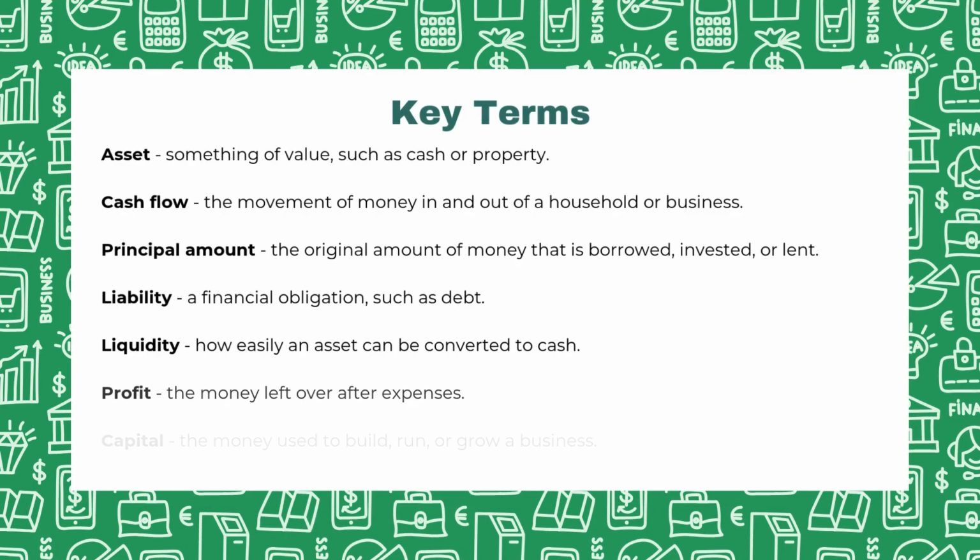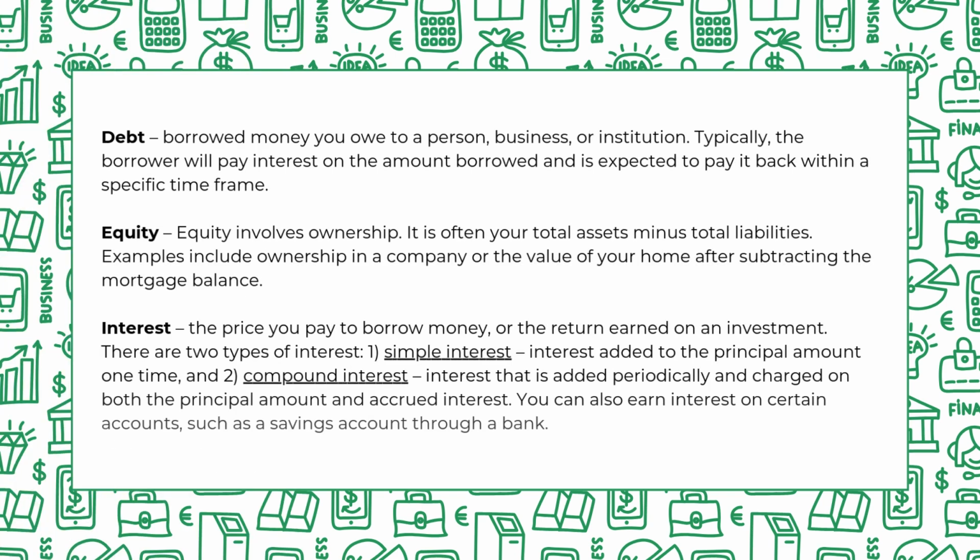Key terms. Asset, something of value, such as cash or property. Cash flow, the movement of money in and out of a household or business. Principal amount, the original amount of money that is borrowed, invested, or lent. Liability, a financial obligation, such as debt. Liquidity, how easily an asset can be converted to cash. Profit, the money left over after expenses. Capital, the money used to build, run, or grow a business. Debt, borrowed money you owe to a person, business, or institution.